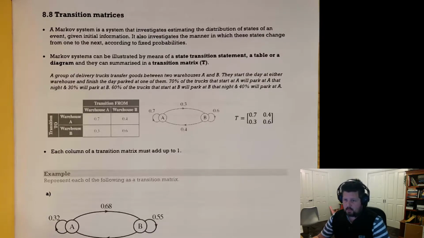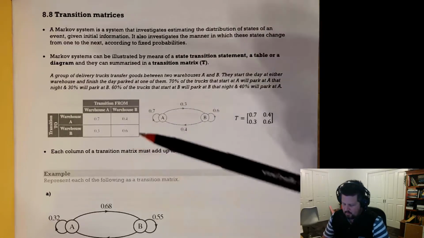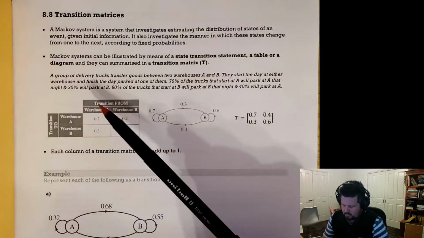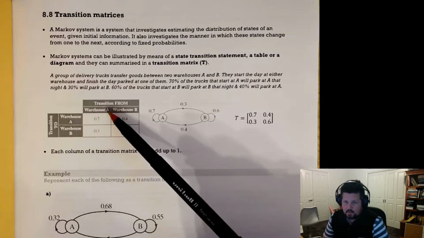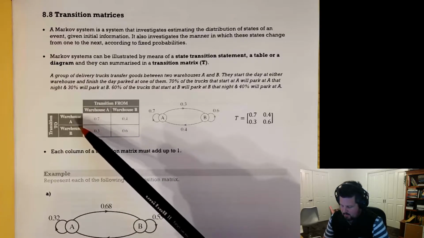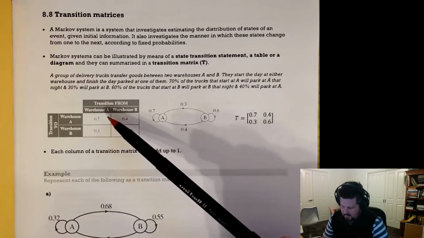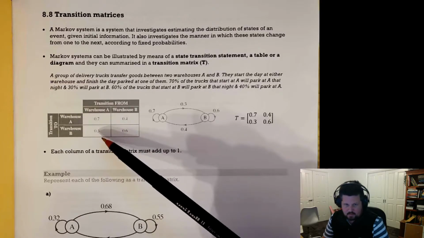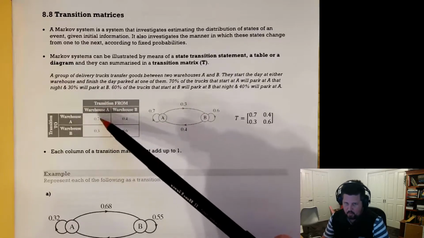So you've got the transition statement, which we've had the chat about. You can also have a table. So you can see here where they are going to and where they've come from. So if they've come from warehouse A, you can see that 70% or 0.7 will finish at warehouse A, which was from this statement here. Obviously, if they started or are coming from warehouse A, and they will finish at warehouse B, there's 30%. We can check this out as well. These need to add up to 1 here as well.